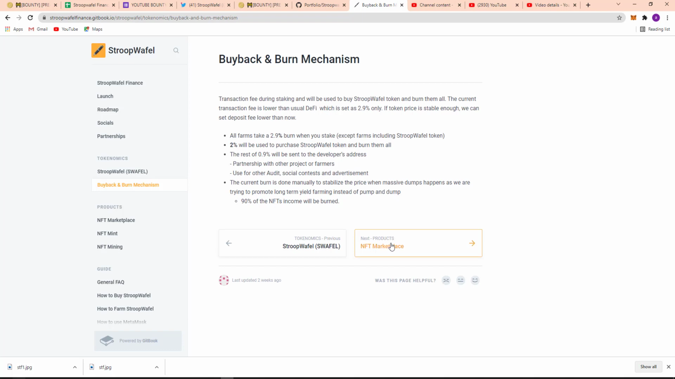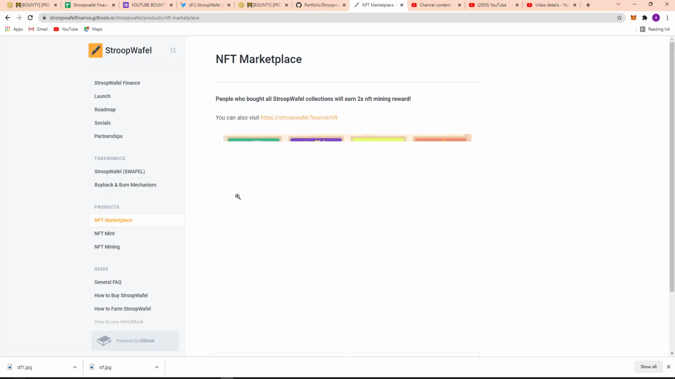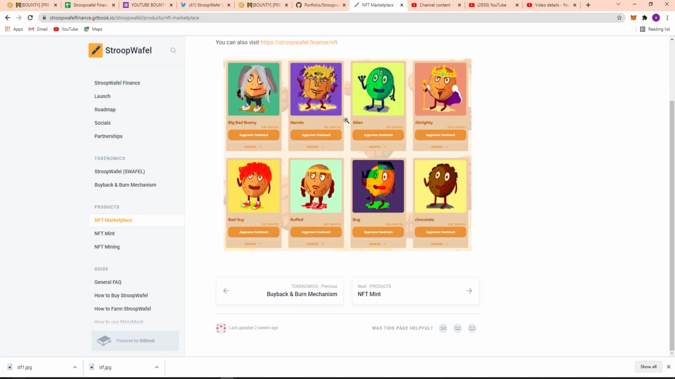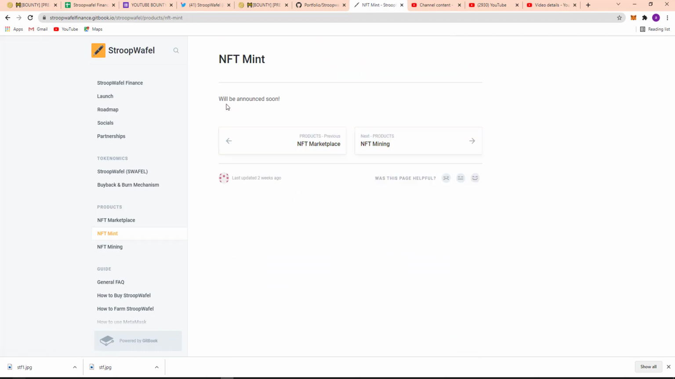So here is the NFT marketplace. You can also visit StroopWafel.finance/NFT. And here the NFT minting will be announced soon, and NFT mining will also be announced soon.